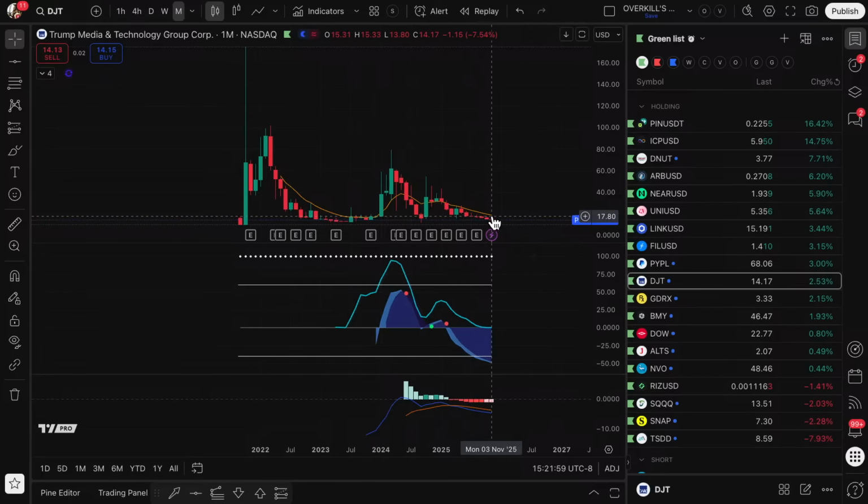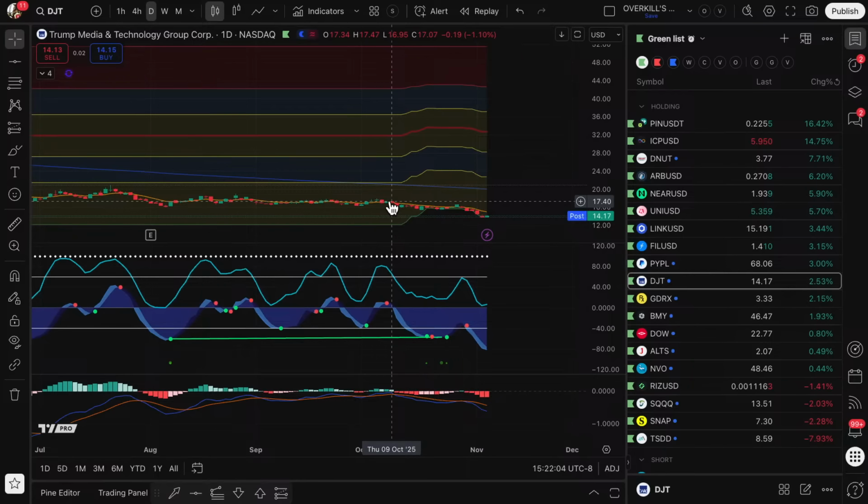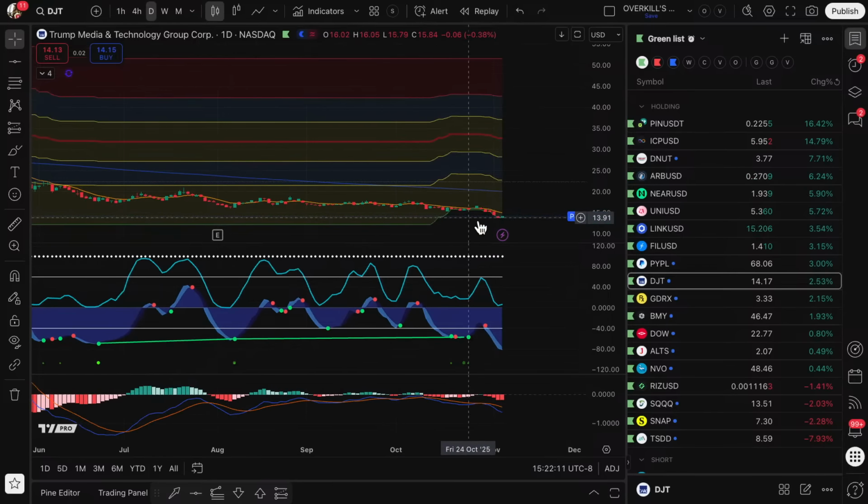So, again, I entered where? I think last month. I think I entered at 17. So I entered like right here. I think I entered on this dot right here at 17. Yeah, it's gone down a little bit. But, again, it's only been 2 weeks.